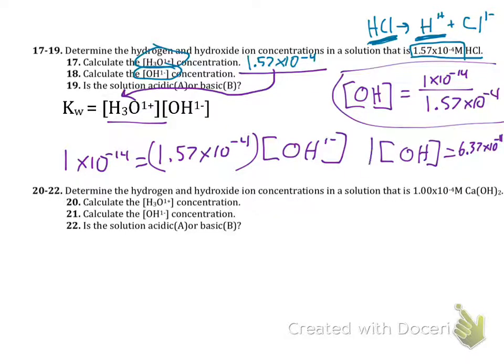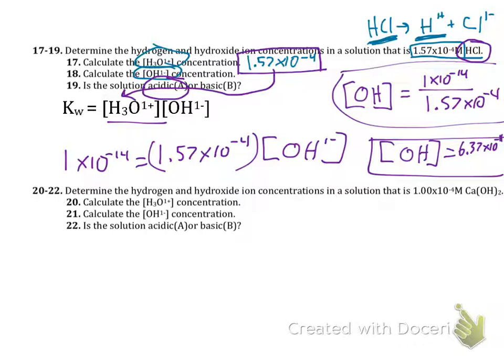And we end up with this as our hydroxide ion concentration, 6.37 times 10 to the negative 11. Now, is this acidic or basic? Well, again, there's two ways of knowing. First off, what are we putting in the solution? We're putting an acid into the solution, so it's going to be an acidic solution. But we can look at the hydrogen ion concentration and the hydroxide ion concentration. The hydrogen ion concentration is greater than the hydroxide ion. Because the hydrogen ion is greater, that means it is acidic.